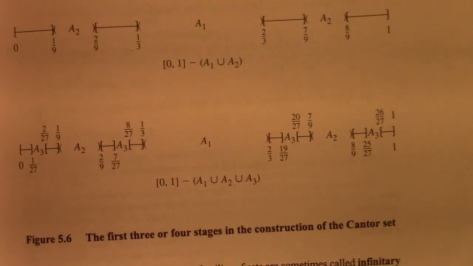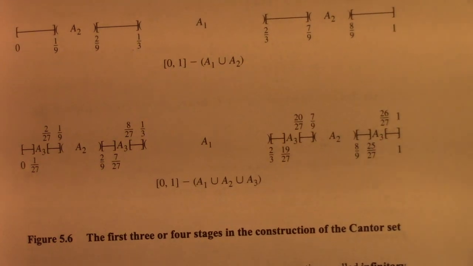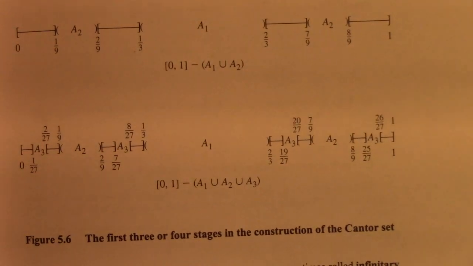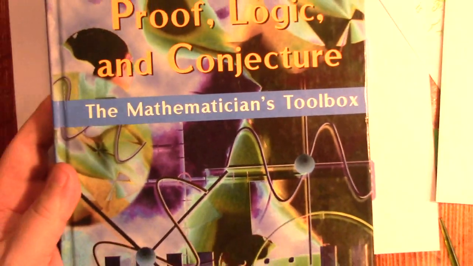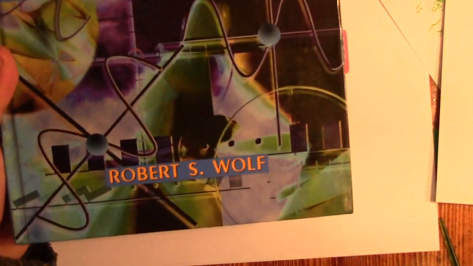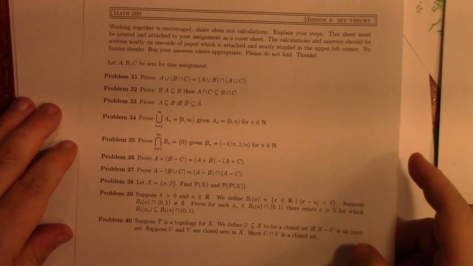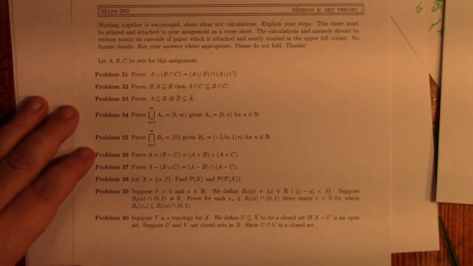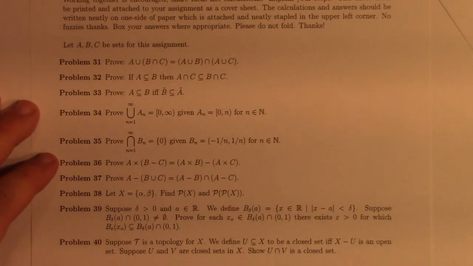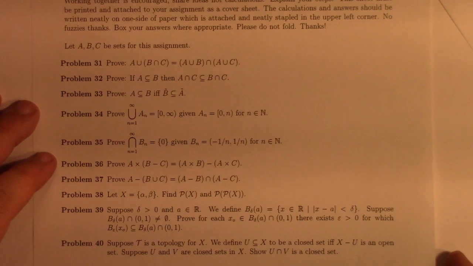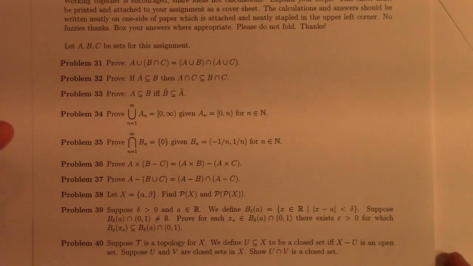So certainly there's nothing here that's required of you. What I require of you is to be able to do problems. Again, Proof, Logic, and Conjecture, The Mathematician's Toolbox by Wolf, great book. Way better than my notes, I think. But on the other hand, my notes are probably closer to the course. So here's your homework that you hopefully are done with, because it was supposed to be collected about an hour ago. Oh well. But anyway, you are responsible for being able to work problems like these, right?